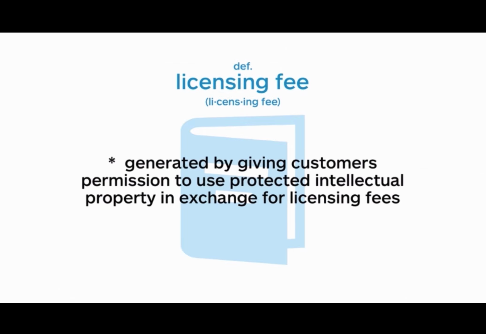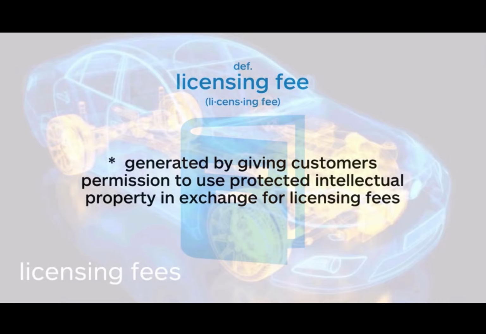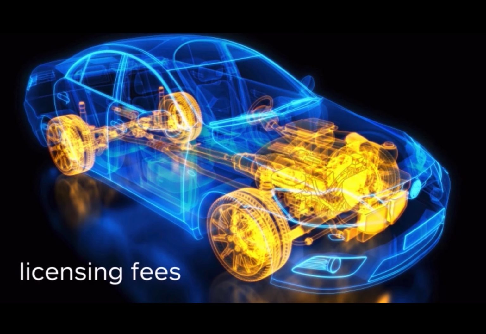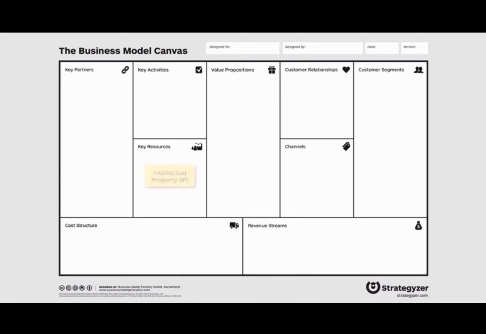Here's a very different type of revenue stream, licensing fees. In licensing fees, the revenues are generated by giving customers the permission to use an intellectual property in exchange for a licensing fee. So in the car business, or in the technology business in general, licensing fees generate revenues from intellectual property that you'll find in a lot of products. On the business model canvas, this is how it would look.